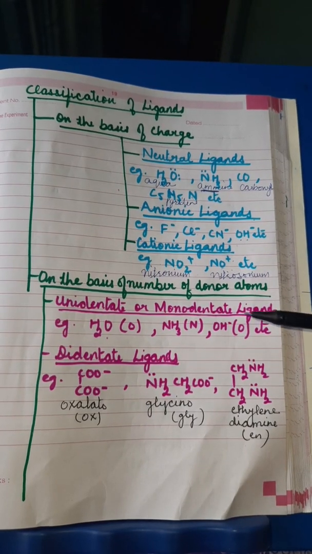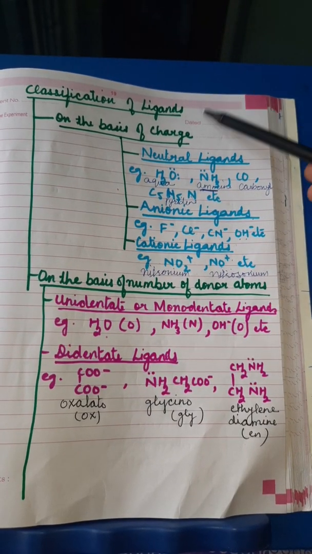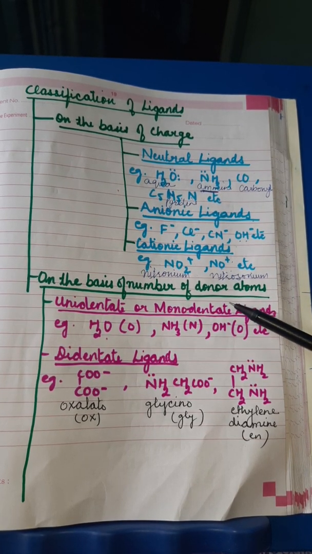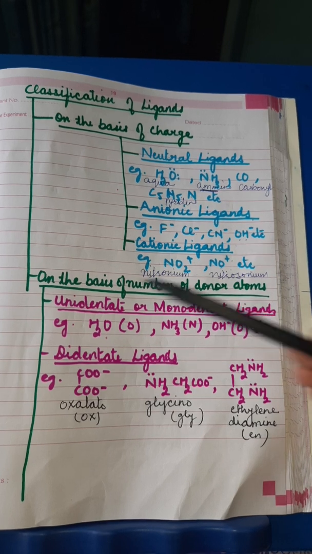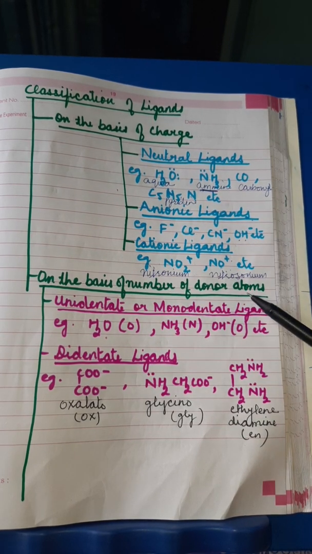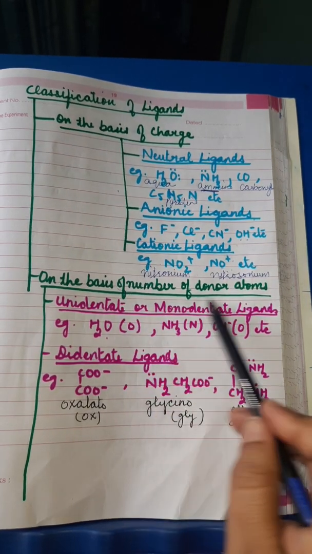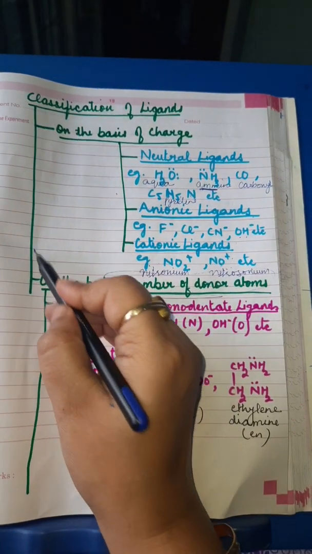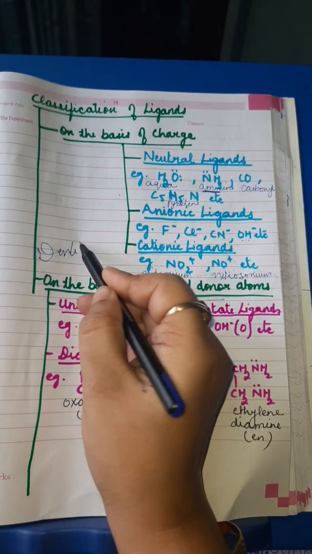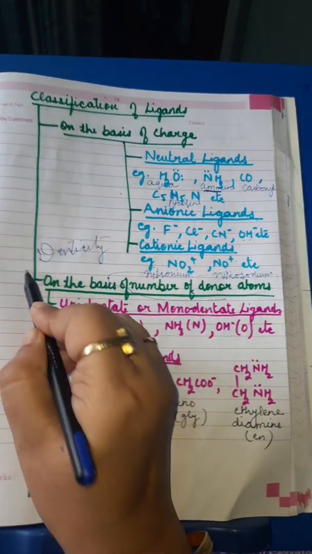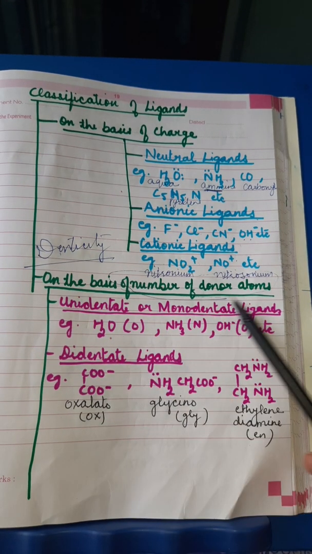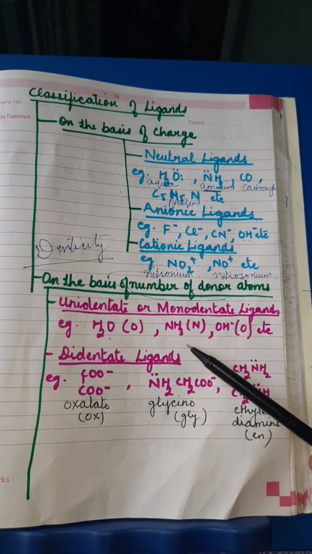In the previous video, we talked about the classification of ligands on the basis of charge on them. In this video, we will be talking about the classification of the ligands on the basis of number of donor atoms. Dear students, the number of donor atoms in the ligands is called its denticity. Denticity stands for the number of donor atoms a ligand contains.